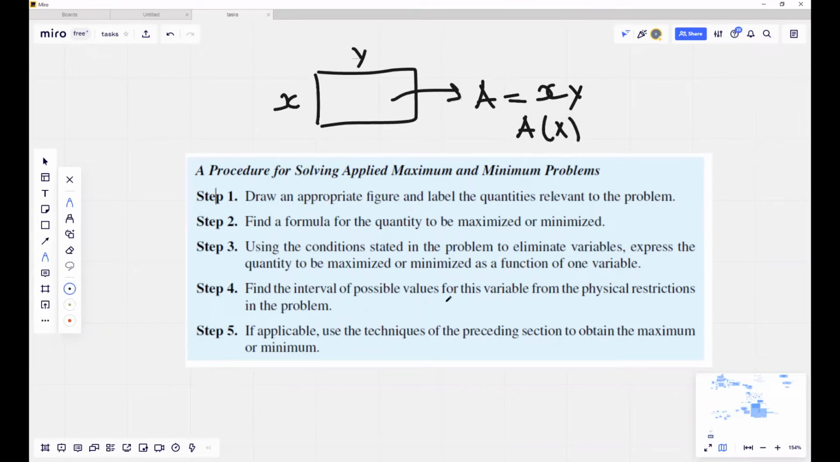Then find the interval of possible values for this variable from the physical restrictions in the problem. The physical restriction in that problem was that x should be positive and the semiperimeter was equal to 50. So x was defined only in the interval from 0 to 50. And the next step, the final step, if applicable, is to use the techniques of preceding sections to obtain the absolute maximum or minimum. Okay, so those steps will be similar for all the problems that we are going to solve in this video.